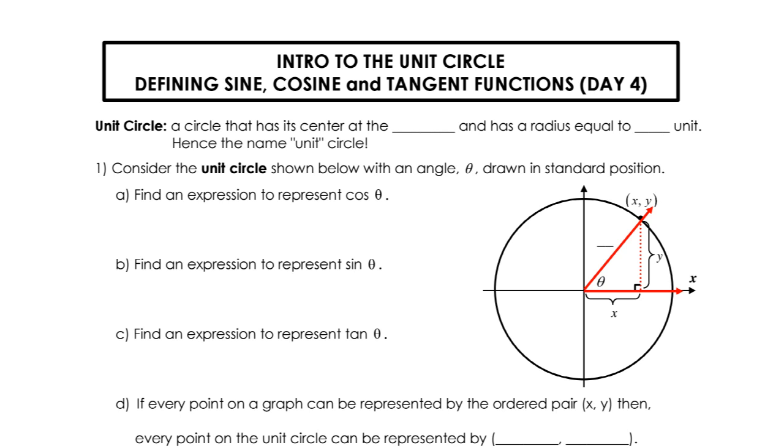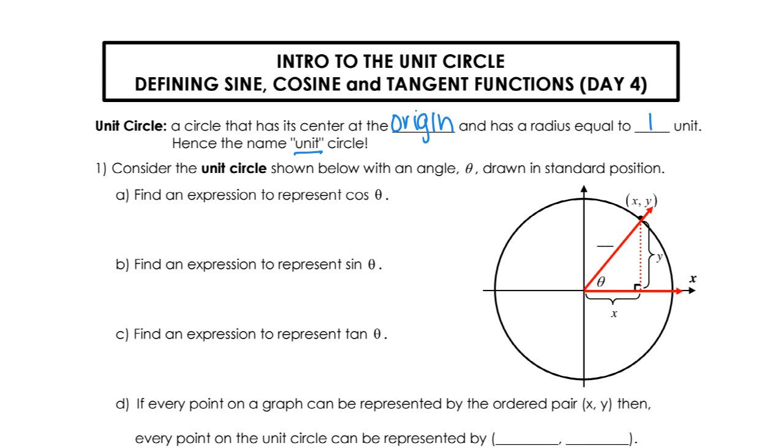Okay, so a unit circle is something that we use in trigonometry, and it is a circle that has its center at the origin and has a radius equal to 1 unit. So it's a very tiny circle. Hence it's called the unit circle. 1 unit is a unit.